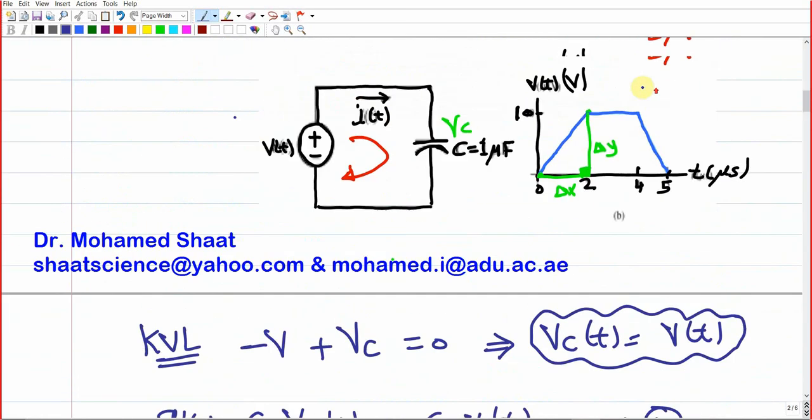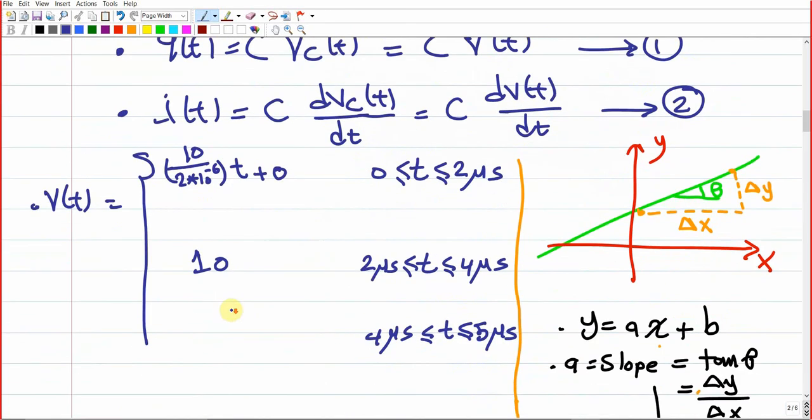How about the third period? The slope of this line should be negative. Why? It decreases in this way, or it moves from the second quadrant to the fourth quadrant. So it should be negative. So the slope initially should be negative something times t plus b.